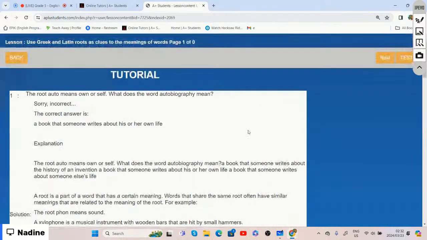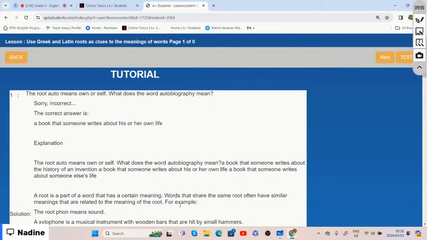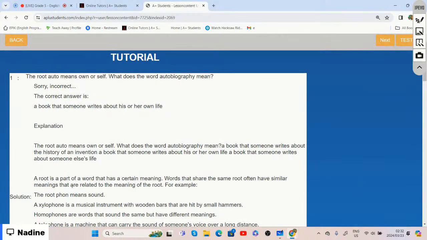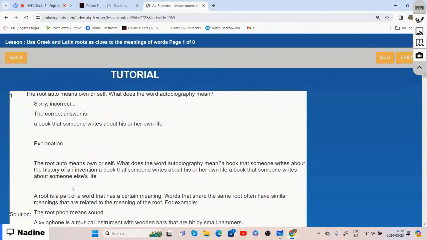All right, so we basically explained that the root word, oh, it's actually phone without an E, right? For home, xylophone, and so on. So we see that the root is a part of a word that has a certain meaning, and words that share the same root often have similar meanings that are related to the meanings of the roots, right?